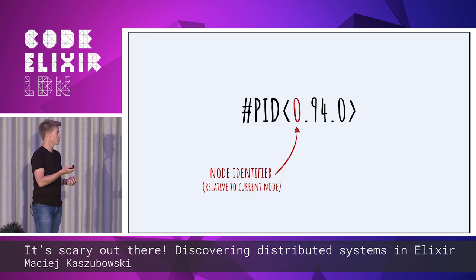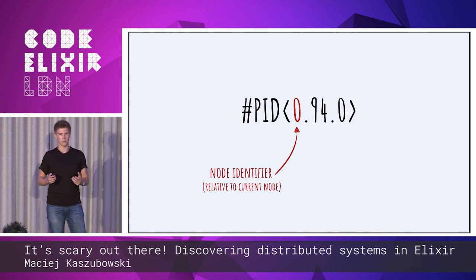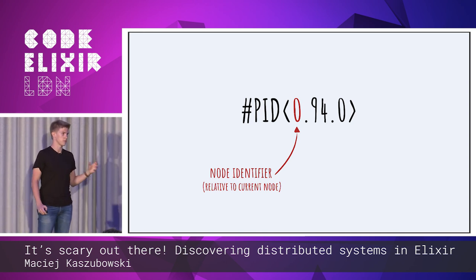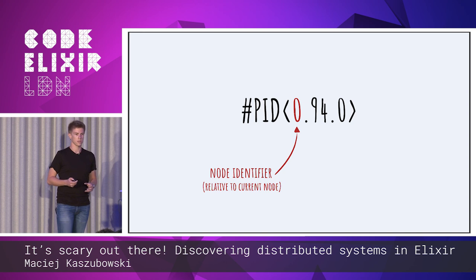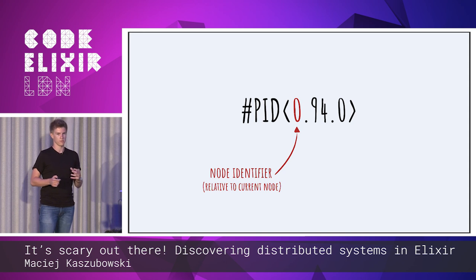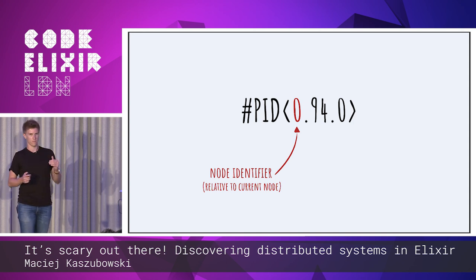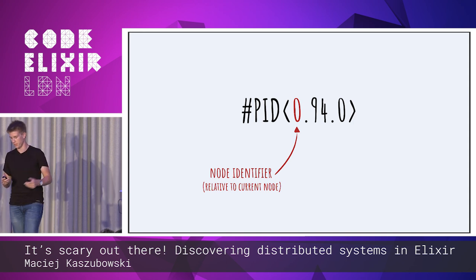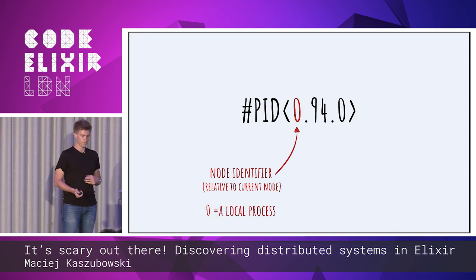Because the first value in the PID is actually the node identifier that is relative to the node that you are looking at this on. So if there's a 0, it means that the process is local. And if the value is something else, it means that the process is running on some other node in the cluster. And the important thing is that this value is relative. So when you look at the same PID from different nodes, the value will be different, because each node has a mapping from this value to the specific node address. So as I've said, 0 means local.